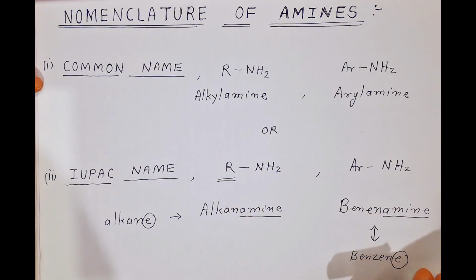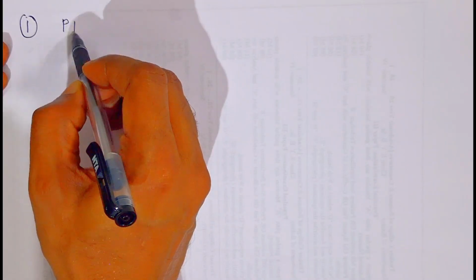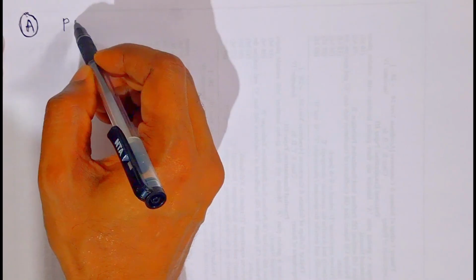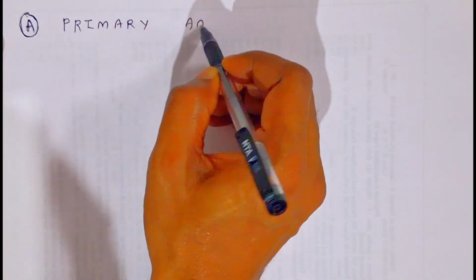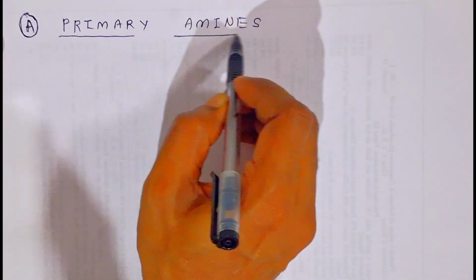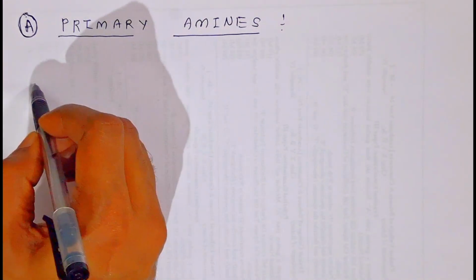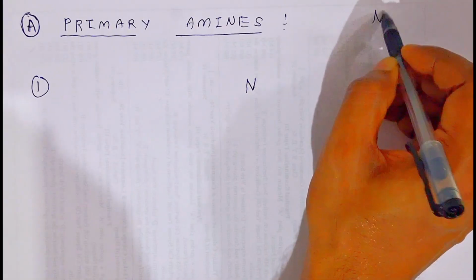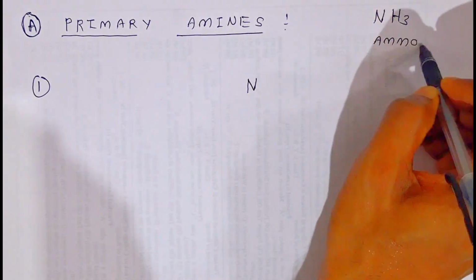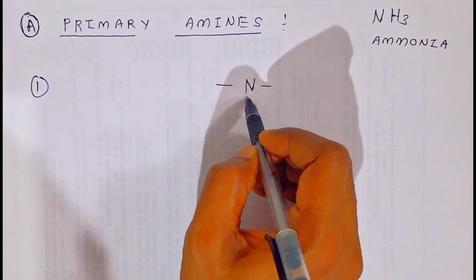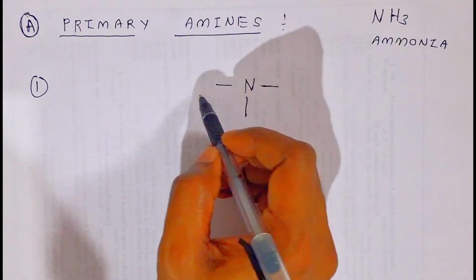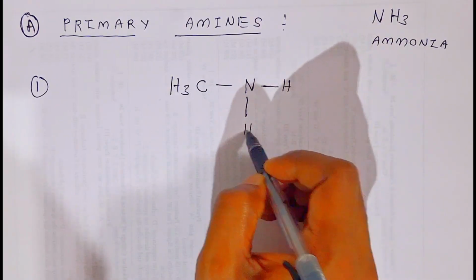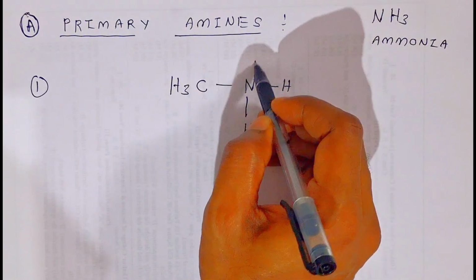Now students, some examples that we are going to see here. Primary amines. There are three types of amines students: primary, secondary and tertiary. So first we are going to see the names of primary amines. How are you going to name primary amines? Here, first example in primary amine, this is ammonia, NH3. Nitrogen has 3 valencies. If one of the valencies you replace with a methyl group CH3 and the others with hydrogen, this is called a primary or first degree amine.